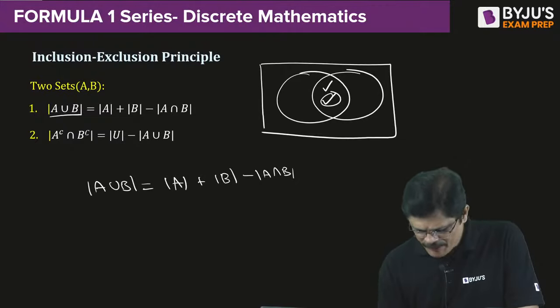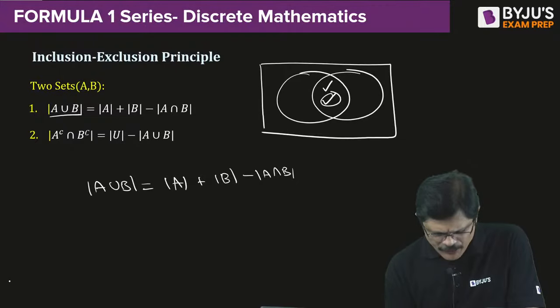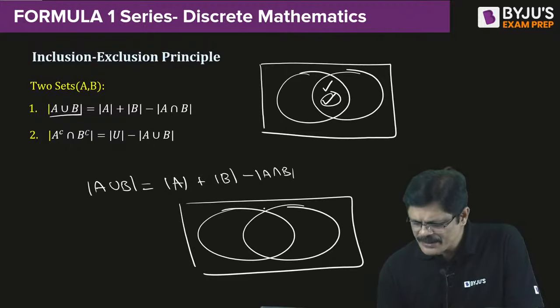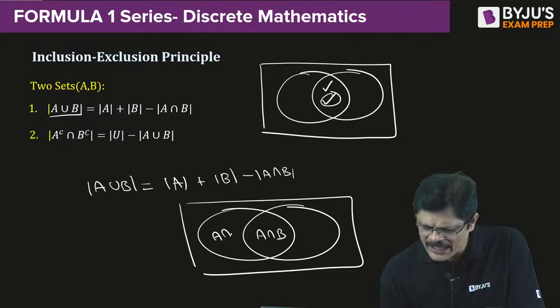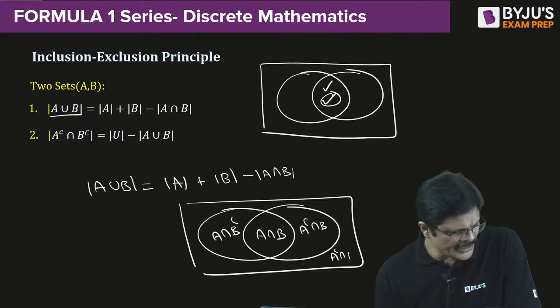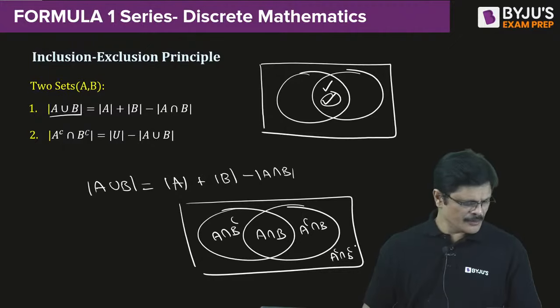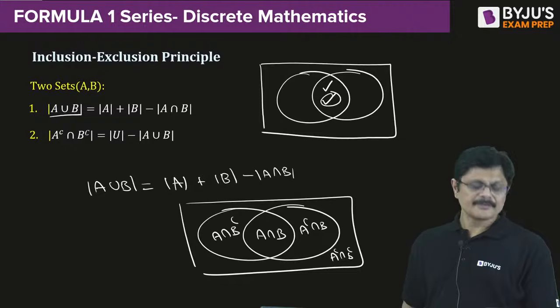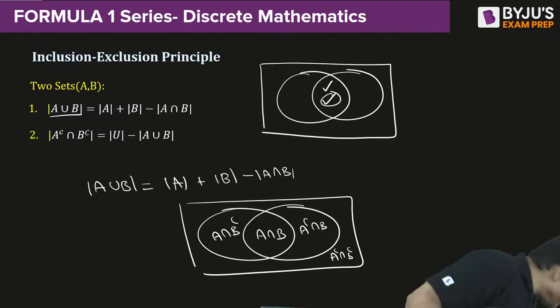And when you do this, you need to understand these parts. This portion is called A and B. This portion is called A and not B. This portion is called not A and B. And this portion is called not A and not B, my dear friends. Hope you understand. Clear? Any doubts? Please ask me.